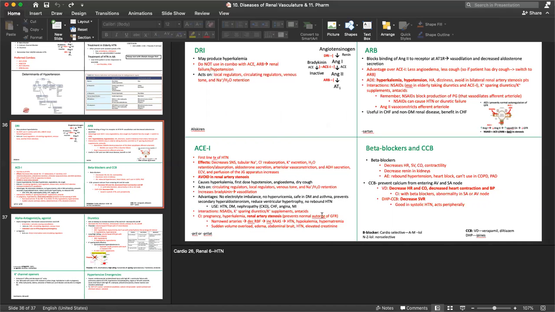We'll start with ACE. That's the main one. It's our first line of treating hypertension. So it's going to decrease the sympathetics, the tubular sodium and chloride reabsorption, potassium excretion in water. It's decreasing all of that. And it continues on, so you can read the rest of these. Make sure that you avoid in renal artery stenosis. And I've got a picture right here.